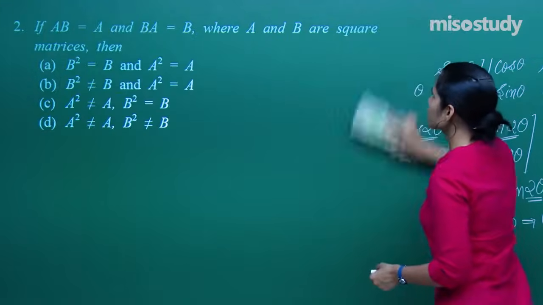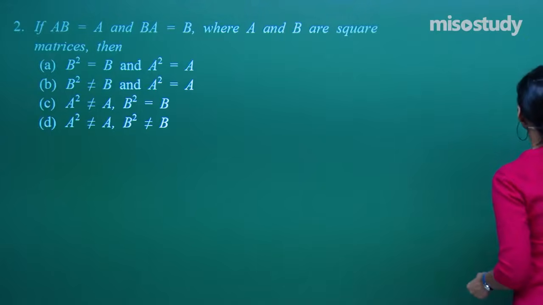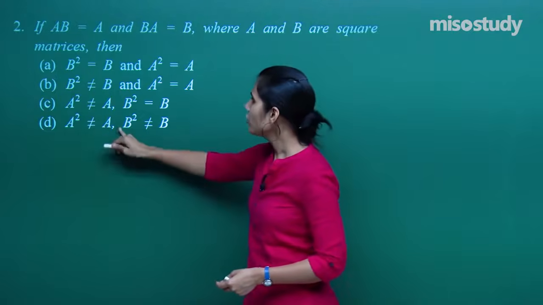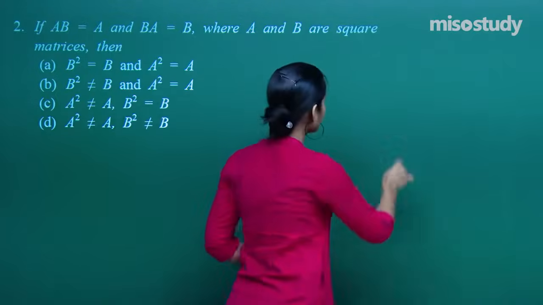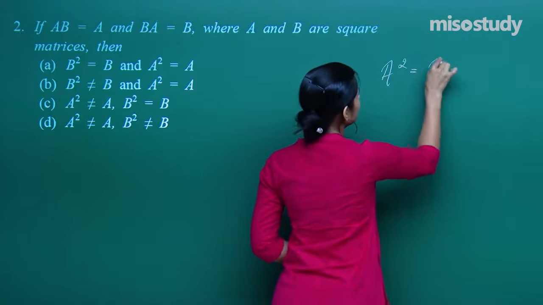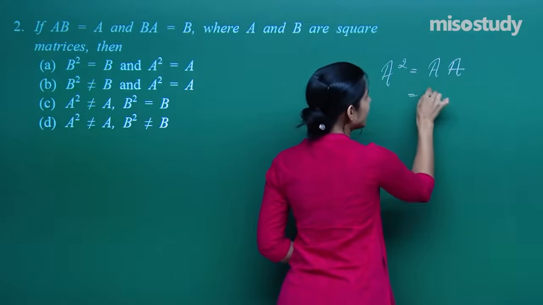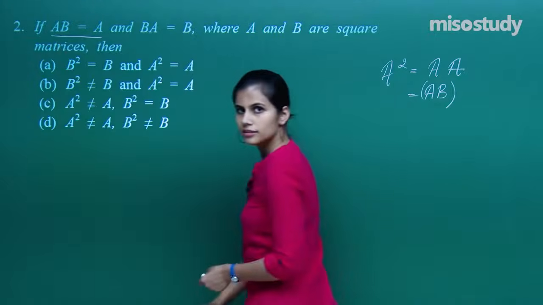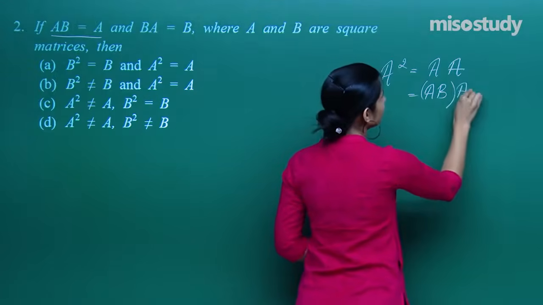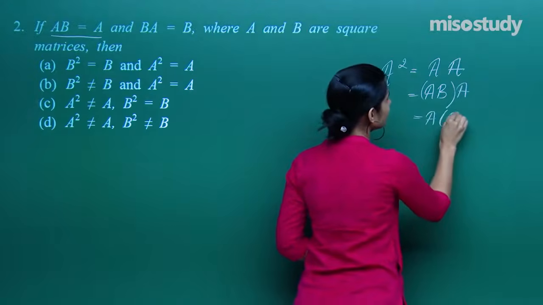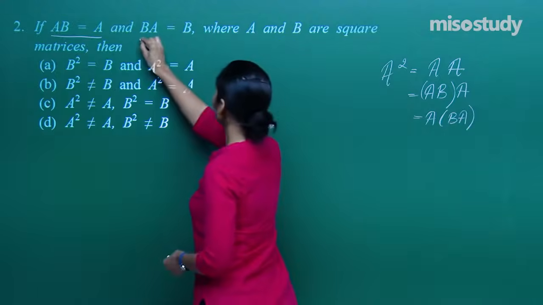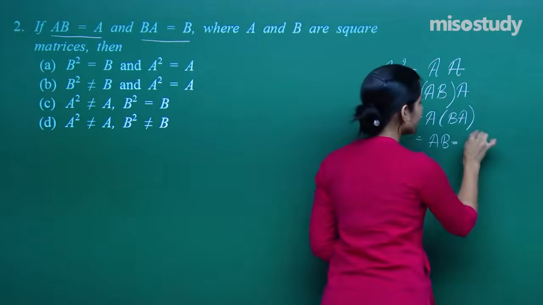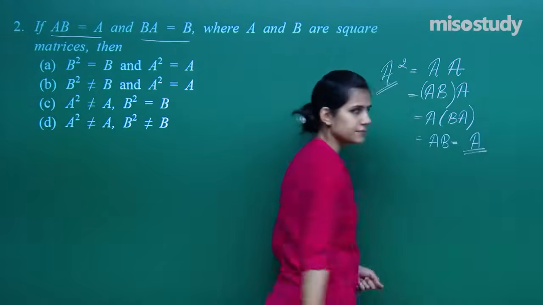Next question says that AB is A and BA is B, where A and B are square matrices, then which one is going to be true? The question is basically upon A square is equal to A or not, B square is equal to B or not. Talking about A square, this is A into A. A can be written as A into B because A into B is given as A. A into B into A. By associativity, I can write it as this. But B into A is given as B, so I get A into B. But A into B is again given as A, so I get A square is equal to A.